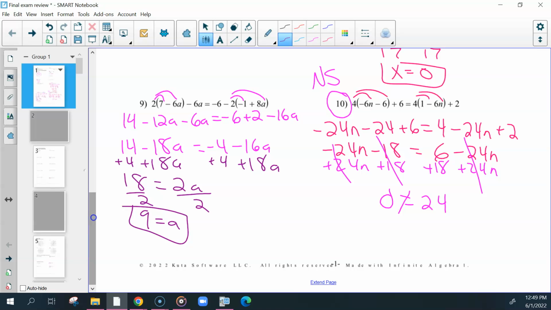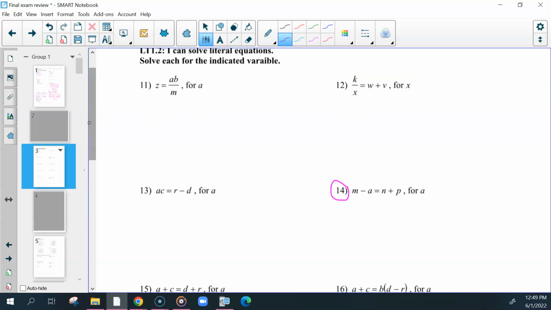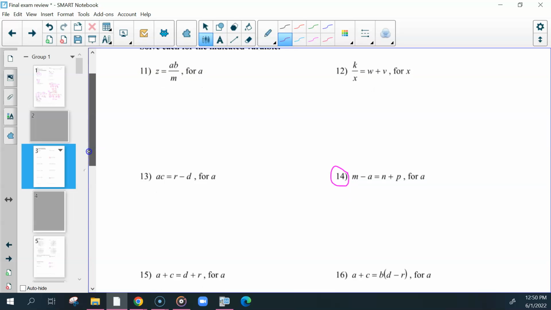On to the next page. Next page is solving literal equations. From way back at the beginning of the year, that was us solving equations that only had variables in them, so these will not result in numerical answers. We're going to start with number 14.